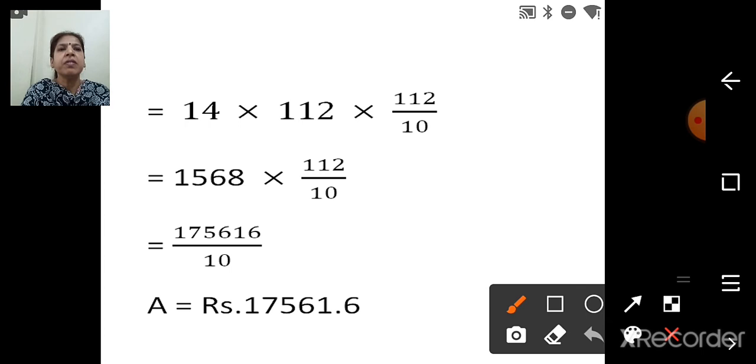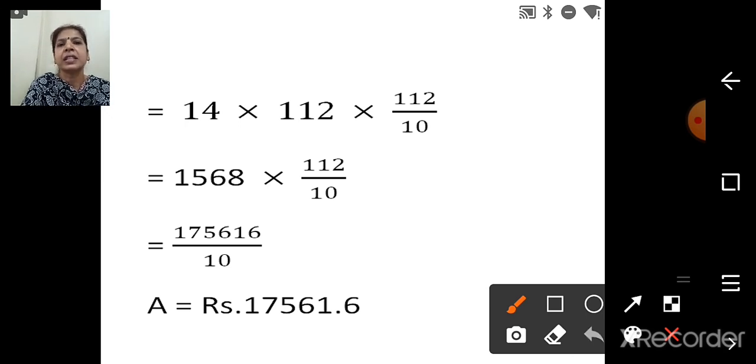And then what will we do? We will leave 10 as it is. That is, the multiples of 10, 100, leave as it is. So now we have to multiply. First multiply 14 with 112. We will get 1568, right? And then again you will multiply 1568 with 112. So the number which you are getting is 175616 upon 10. Now when it is upon 10, you know that we have to just put one decimal place, right? So it will become 17,561.6. This is the amount.